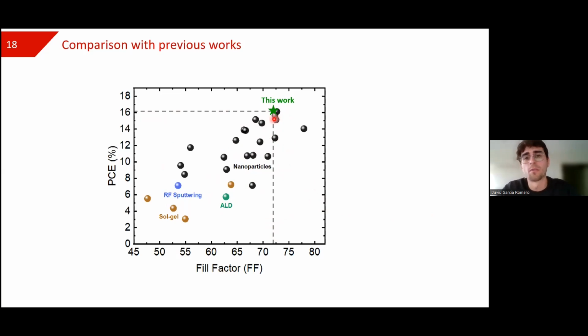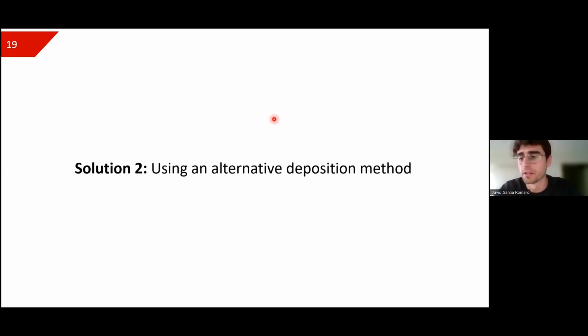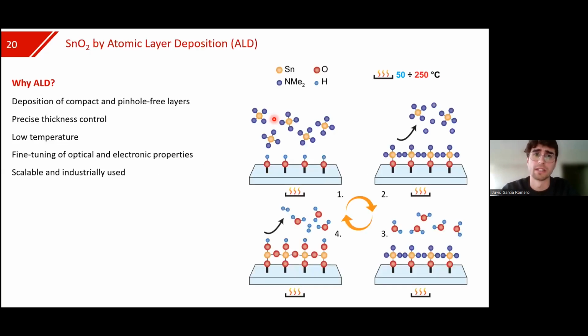And that's the reason why we thought of avoiding these solution processed problems, if you want to call it like that, and go to an alternative deposition method. And this alternative deposition method is atomic layer deposition. So for the ones who are not familiar with atomic layer deposition, there's this schematic here on the right side.